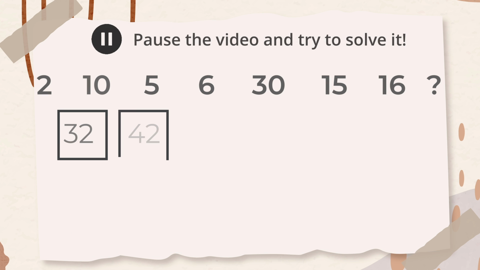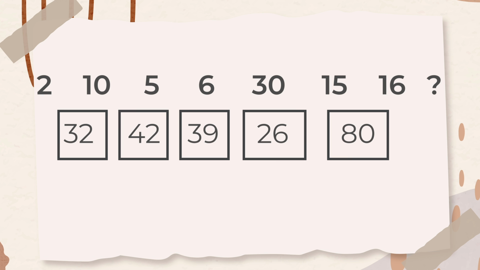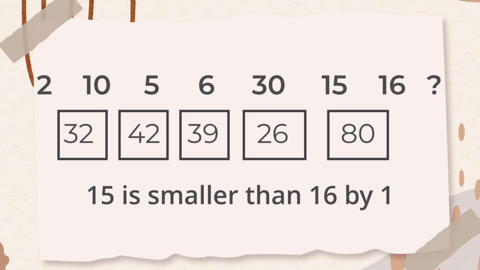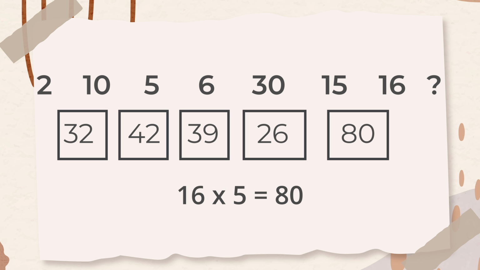Try the following practice question. In this series, the pattern is as follows. The last two numbers in the series are 15 and 16. 15 is smaller than 16 by 1, so the following number should be 16 multiplied by 5, which equals 80. Therefore, 80 is the correct answer.